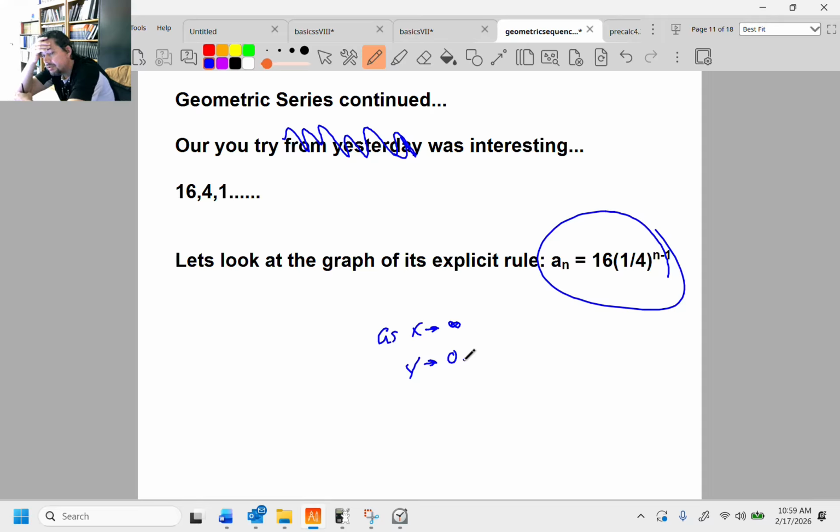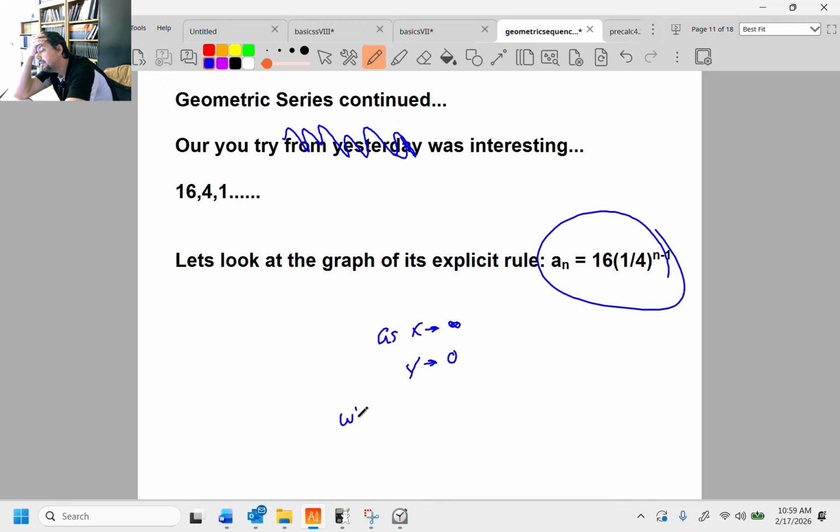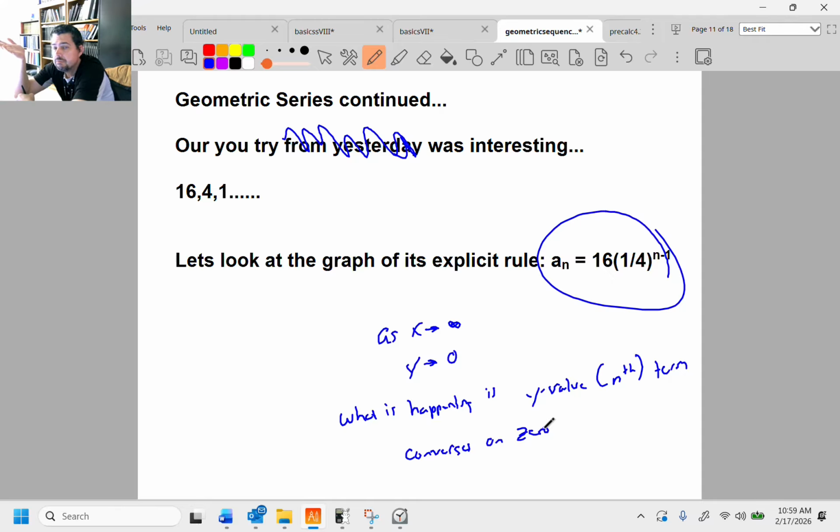This is called convergence. So what is happening is the y value, which would be the nth term, converges or gets close to 0. It's also known as a horizontal asymptote. You know, things like that.